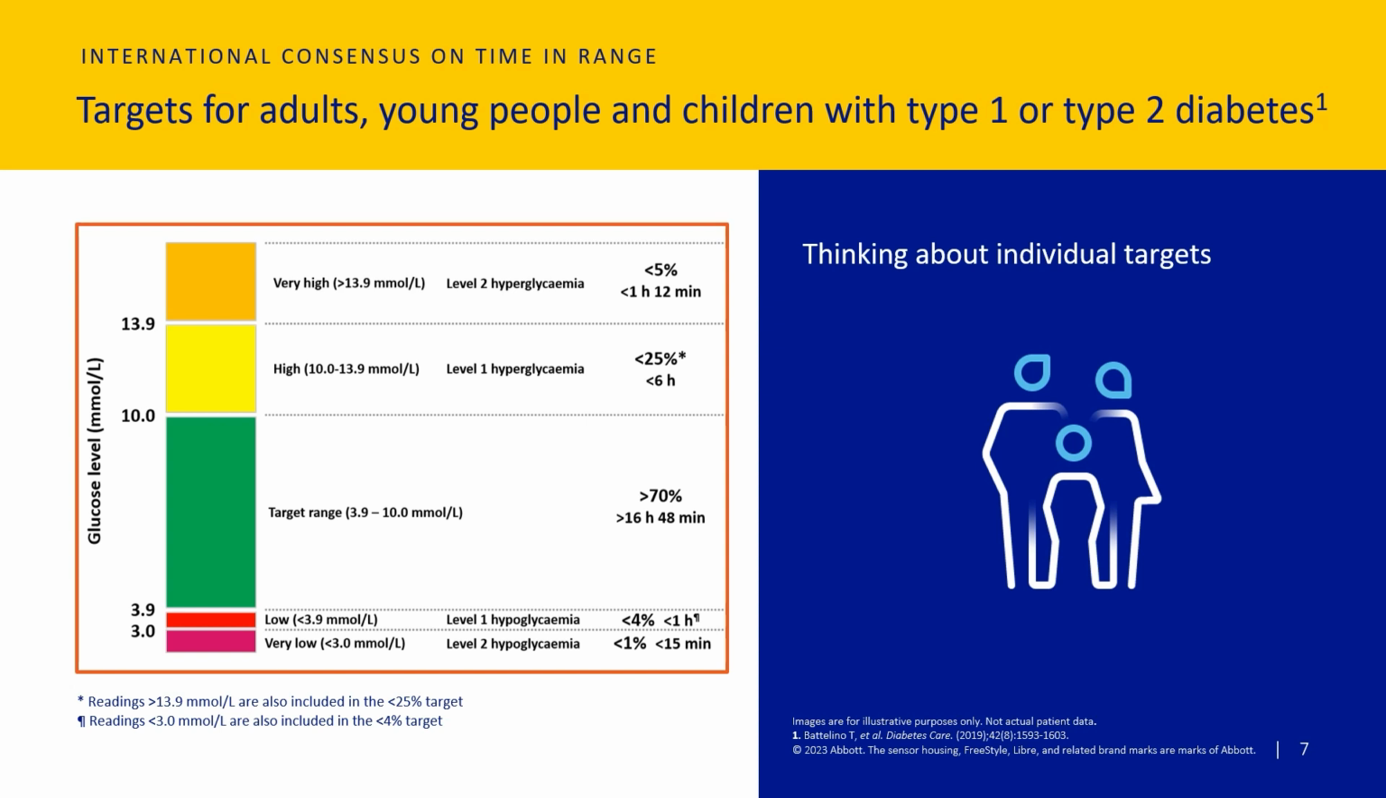The guidelines also recommend that the time spent below range in hypoglycemia should not exceed 4%, and that individuals should aim to spend less than 1% of the time below 3 millimoles per litre, due to the risk of severe hypoglycemia. When looking at time above range, the guidelines suggest aiming for less than 25%, with no more than 5% in the very high range, above 13.9 millimoles per litre.